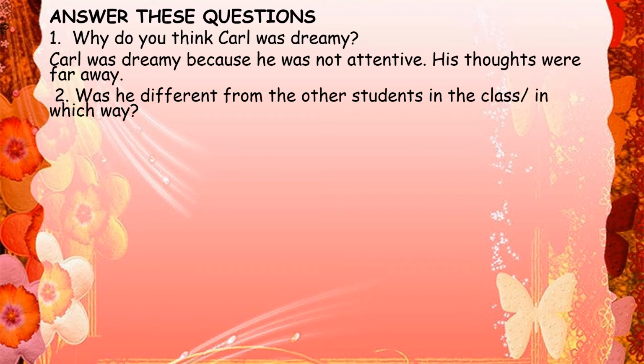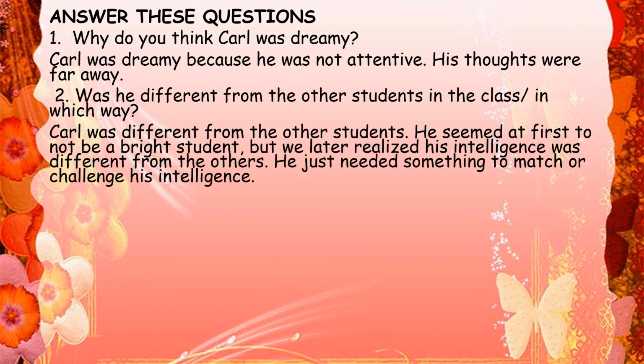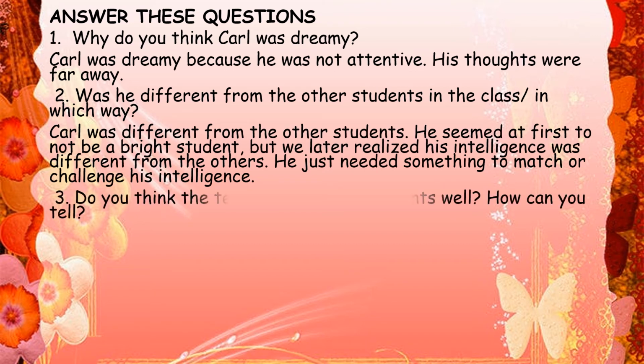Second one, was he different from the other students in the class? In which way? So Carl was different from the other students. He seemed at first to not be a bright student, but we later realized his intelligence was different from the others. He just needed something to match or challenge his intelligence. At first we think that he doesn't know anything, but then later we understand how clever he is.